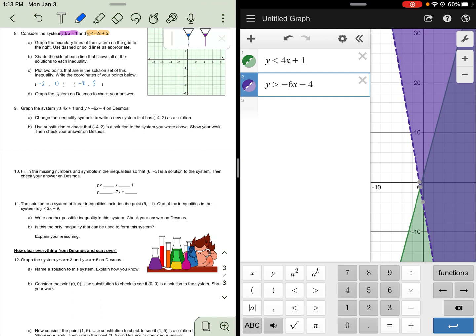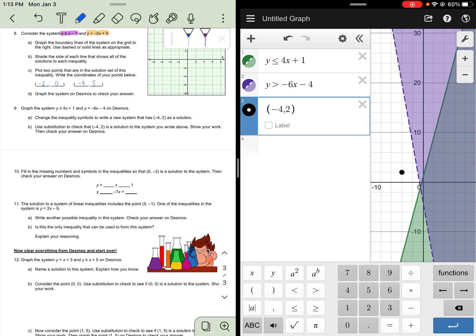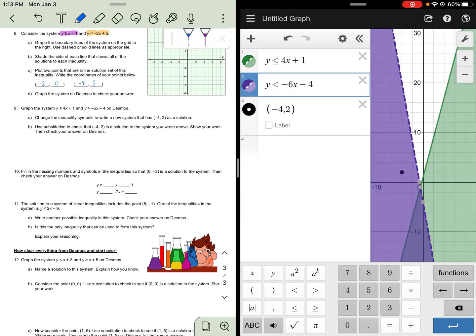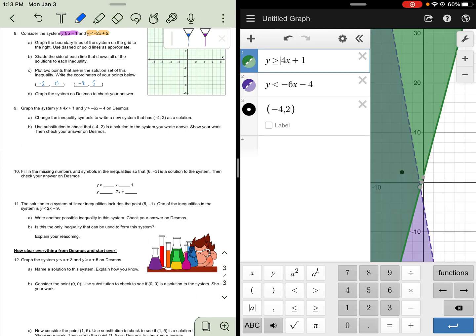Okay, change the inequality symbols to write a new system that has (-4, 2) as a solution. So let's see, the point (-4, 2) right there is not a solution to the system. In fact, it's not a solution to either one. So if we change both of these, make this one less than, now it's in the purple. Make this one greater than or equal to. Now it's in the green as well, and it's in the green and purple.